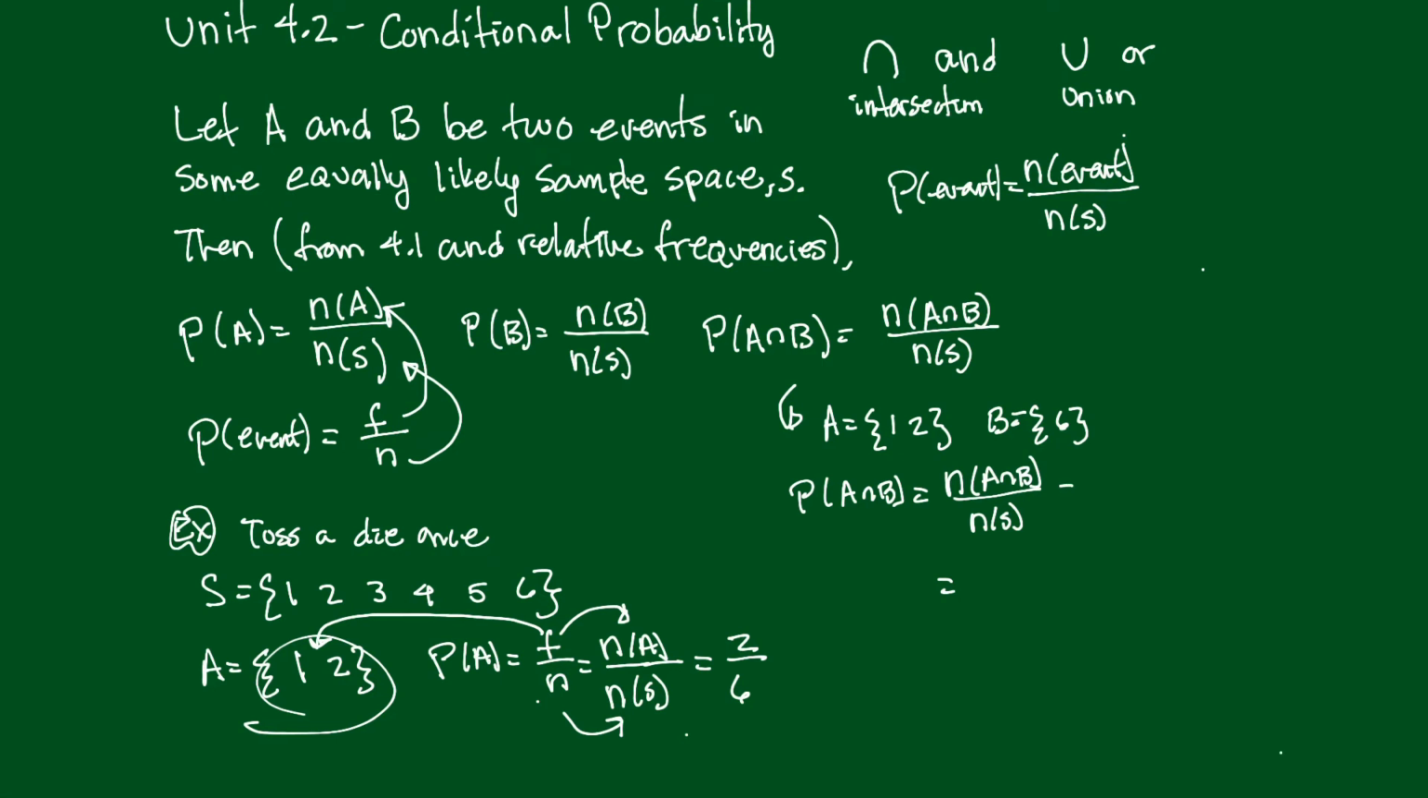Now, A and B is going to be what? This one and this one here. So I see 3 elements in there. Right? You got a 1, 2, or a 6. Number of elements in the sample space, I am seeing 6. So this probability is 3/6, or if you like, 1/2.